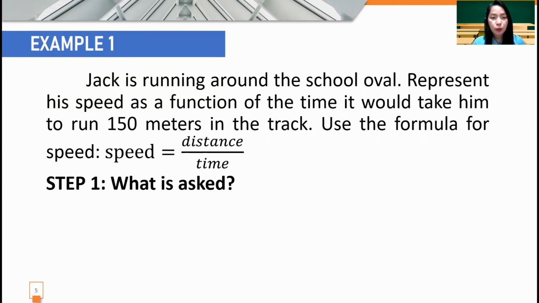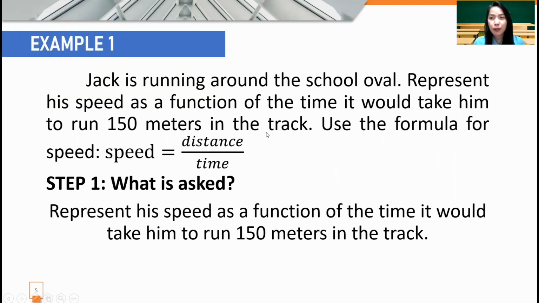For step number 1, we have to answer what is asked. Ano ba yung hinihingi ng problem? In here, we have to represent Jack's speed as a function of the time it would take him to run 150 meters in the track. That is your step number 1.